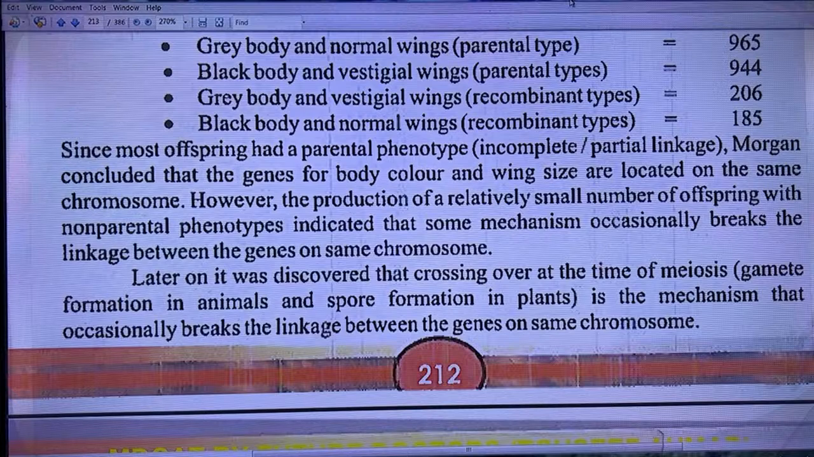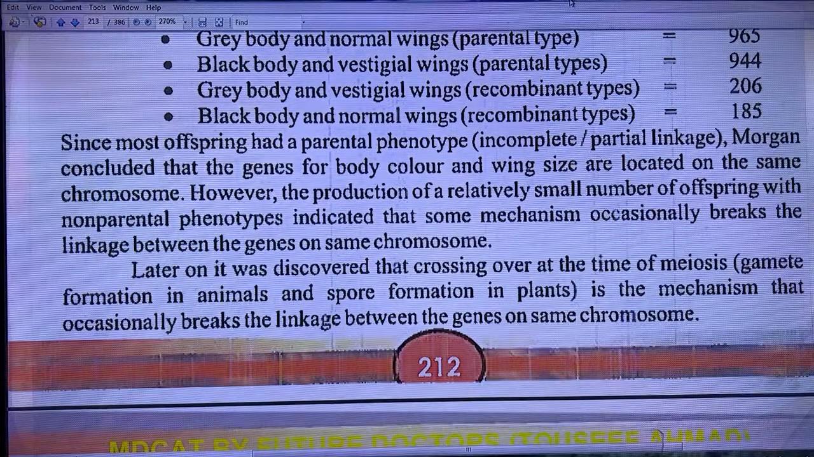However, the production of a relatively small number of offspring with non-parental phenotypes indicated that some mechanism occasionally breaks the linkage between genes on the same chromosome. Later on, it was discovered that crossing over at the time of meiosis, during gamete formation in animals and spore formation in plants, is the mechanism that occasionally breaks the linkage between genes on the same chromosome.